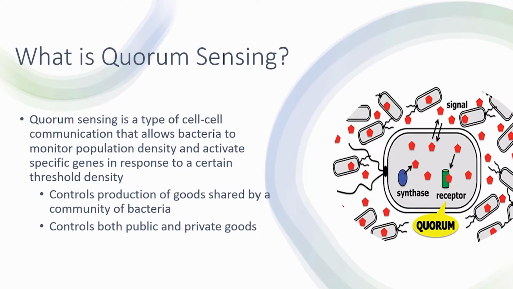So this system of quorum sensing, of signal sending and receiving, controls the production of goods, which again are enzymes and proteins that are shared by a community of bacteria. This is controlling both public and private goods. Public goods are enzymes and proteins that leave the cell and can be shared by all of the bacteria in a community, and private goods are those enzymes and proteins that a bacterium might use individually, and doesn't send out of the cell for other bacteria to use.